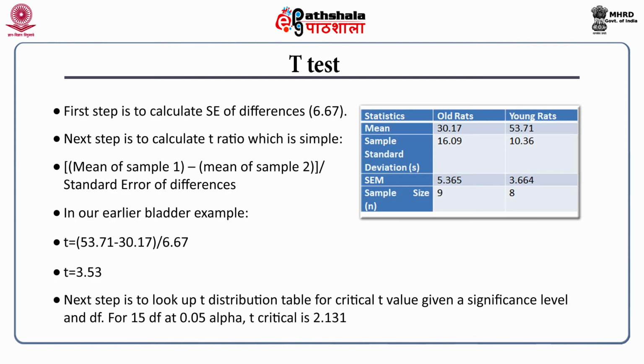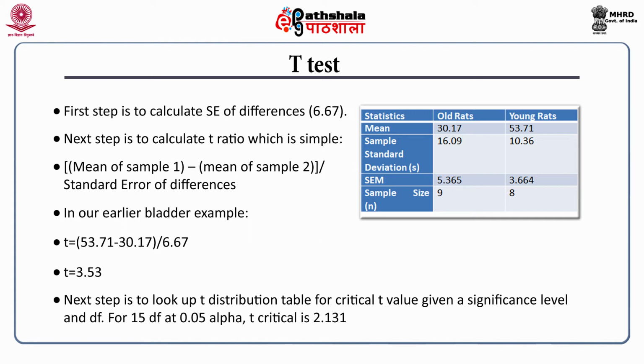To perform the t-test, we have to calculate a ratio, which is very simple: the mean of sample 1 minus the mean of sample 2, divided by the standard error of the difference. In our earlier bladder example, the two group means are subtracted from each other and divided by 6.67, which is our standard error of the difference in the group means. So you are going to get 3.53, which is our t ratio.